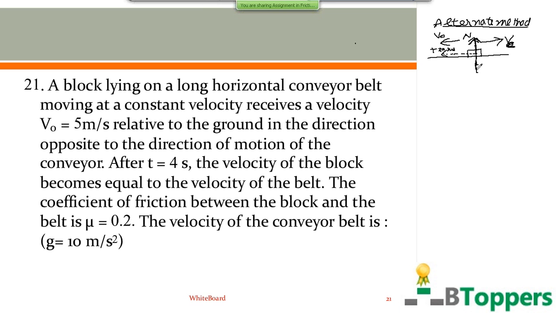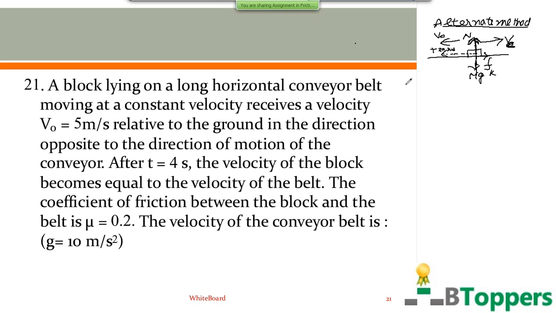The weight mg of the block acts vertically downwards. The normal reaction force on the block by the surface of the conveyor belt acts upwards. Initially, the velocity of the block relative to the conveyor belt is towards the left side. Therefore, the force of sliding friction on the block by the conveyor belt acts opposite to the velocity of the block with respect to the conveyor belt. That velocity is directed towards the left initially, so the force of kinetic friction on the block will be directed towards the right side.